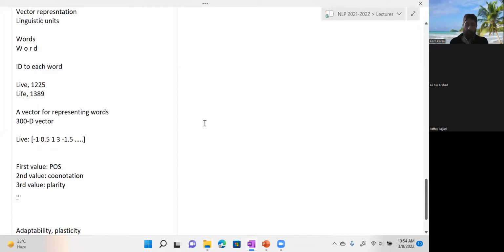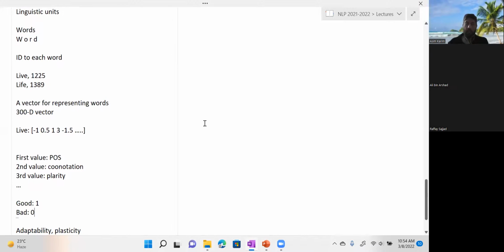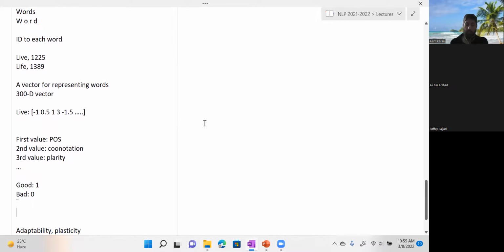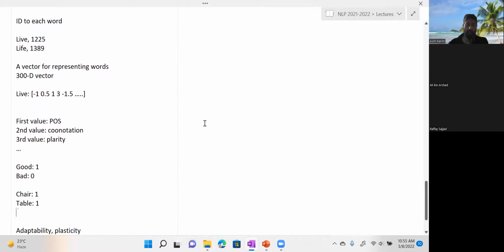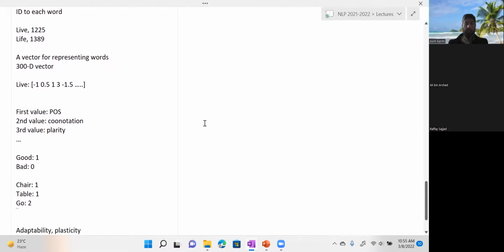right? So for example, if I talk about polarity, the word good would have a value of, let's say, 1 for this feature, and bad would have a value of, let's say, 0. Right? So good has a positive polarity, bad has a negative polarity. Similarly, if the two words are nouns, let's say chair, the feature noun has a value of 1. And let's say we have another, table, this is also a noun, this will be 1. And let's say we have another, go, this is a verb, let's say verb is 2. So you can do such kind of feature engineering to get richer representations for words.